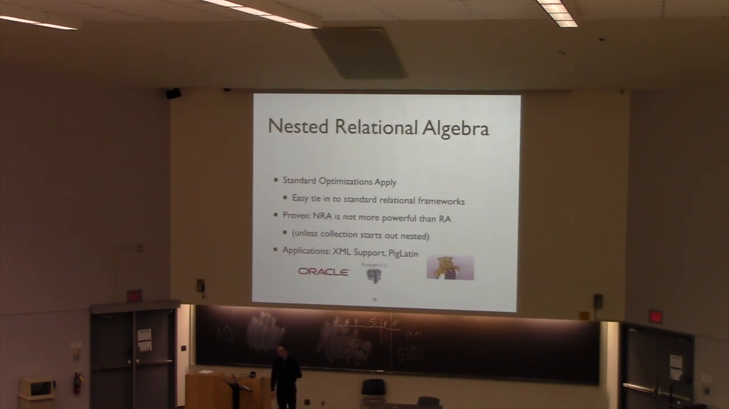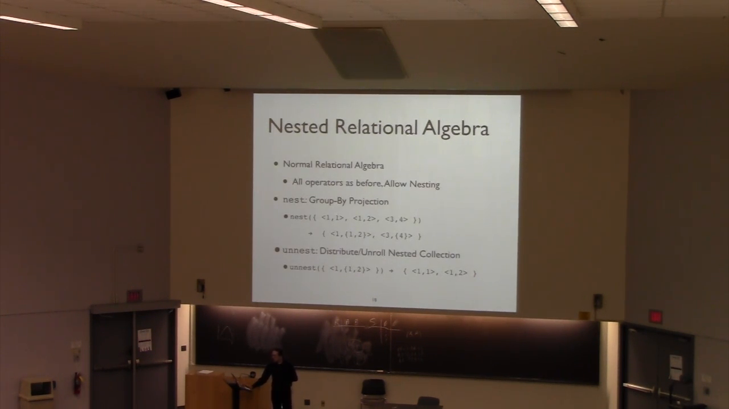Because it's so basic, it has ended up being adopted in lots of different core commercial database contexts, and the nest and unnest operators appear in a language called Pig Latin, which if you're working with MapReduce, you'll probably encounter sooner or later. Really, there's not much to say about this other than it exists. It's a nifty extension to the basic idea of relational algebra. Any questions on nest and unnest?